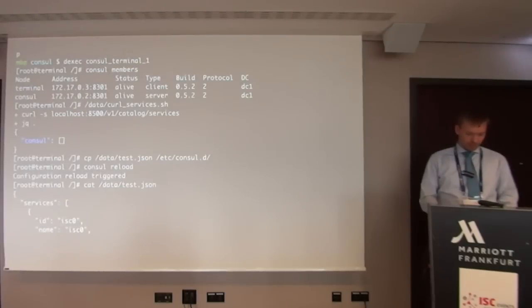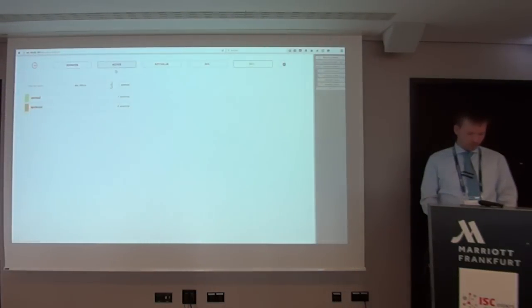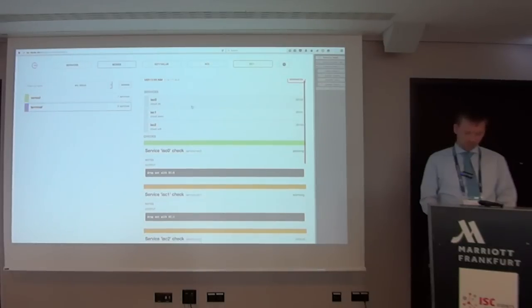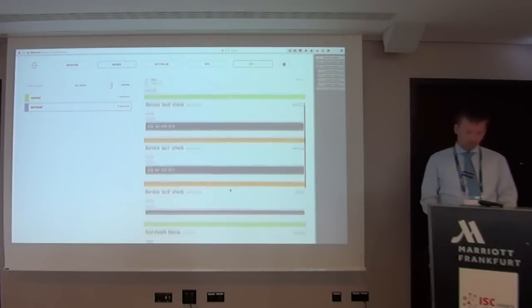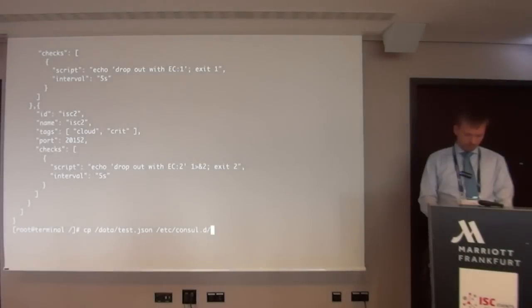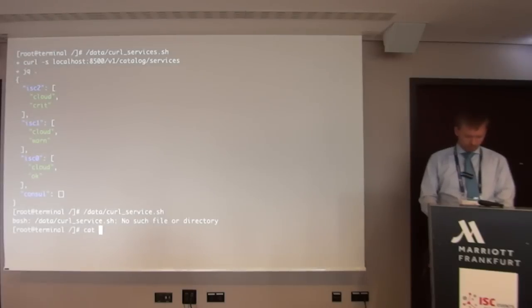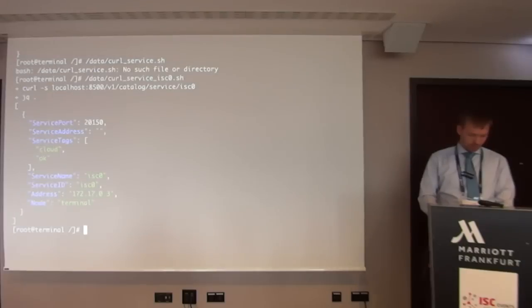So I put the JSON script in the console directory and reload console. And now if we go back to the console dashboard, we see that the terminal now has three different services. One is passing, one is warning, one is critical. And if I now use the same little script here, which curls just the RESTful API of console, we see that we have these three services here. And if I do another curl query, then I can see that I can query even different services just like that.